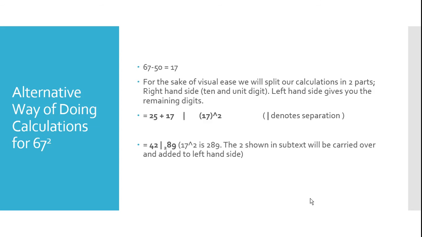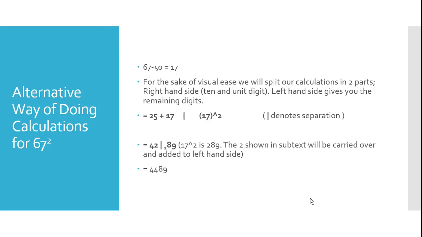Now on the right hand side you cannot have more than two numbers, because I told you it will only give you units number and tens number. So this 2 which you see in subtext will go to the left hand side and will be added to 42. Hence the answer will become 4489, because 2 is carried over and added to 42, which makes it 44. So 44 on the left hand side and 89 on the right hand side. Hence you get the same answer which you were getting earlier using the other method. I will not say it's a different method, but it's a different way of representing the same calculations.